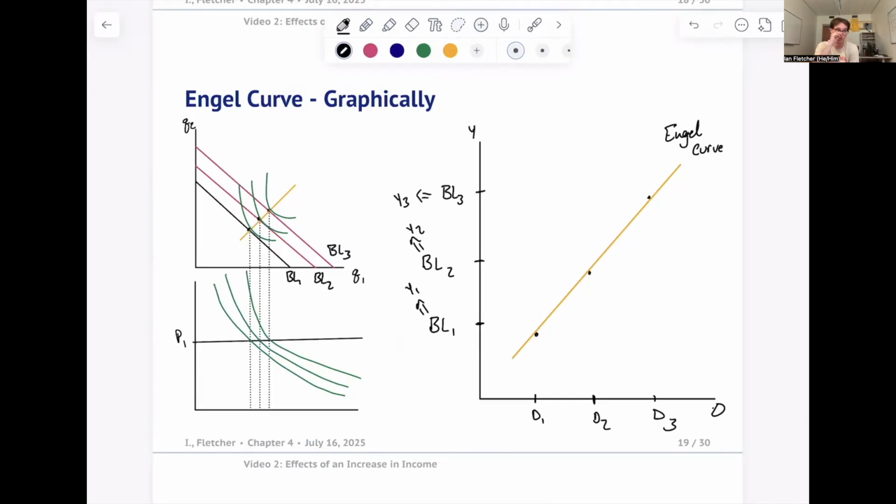So essentially, we're going to plot the quantities that we found from the income consumption curve and the demand curve directly on the x-axis. Then we're going to find the corresponding values. Step 1, find D's from the ICC. Step 2, find Y's from the budget lines. Step 3, join the points with a curve.